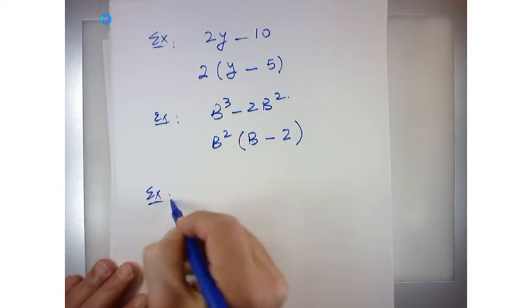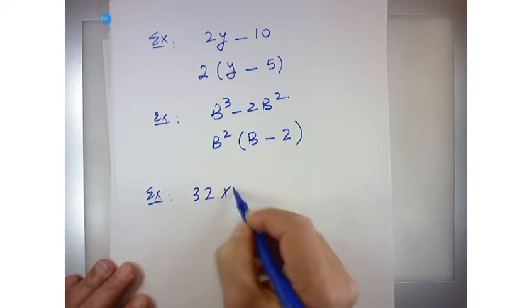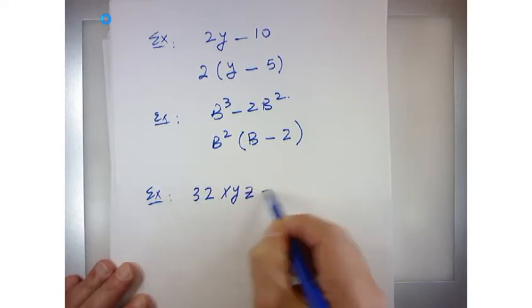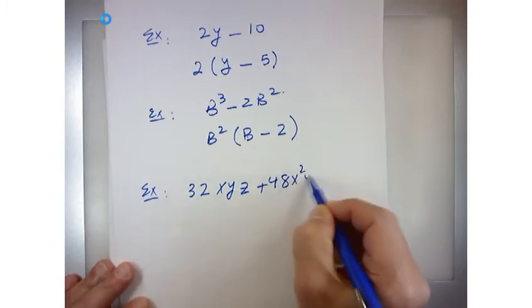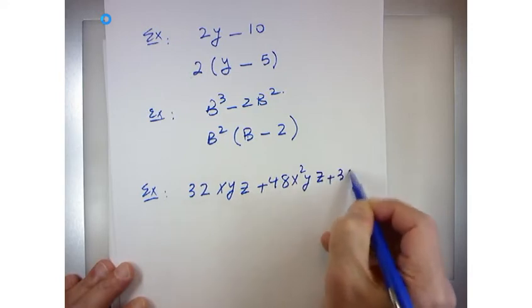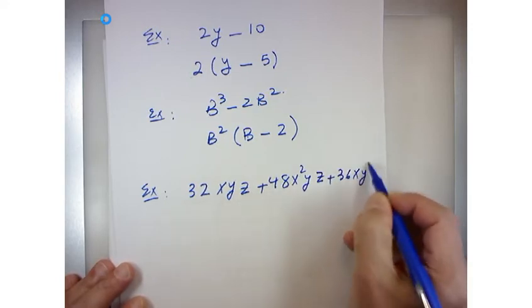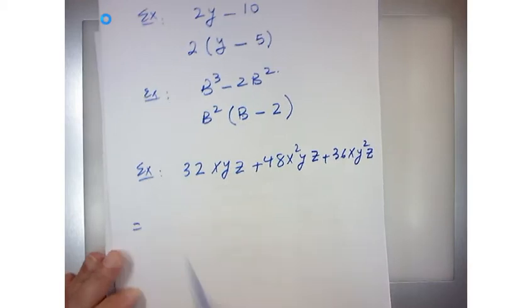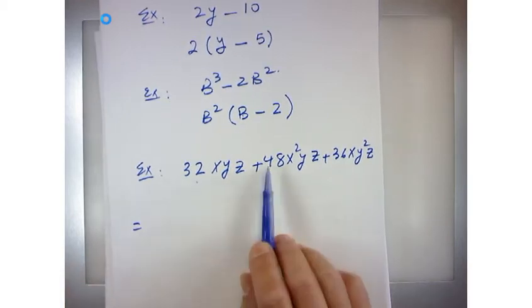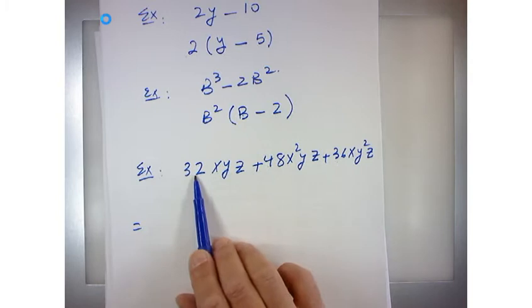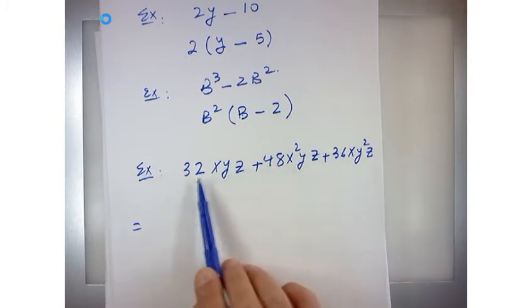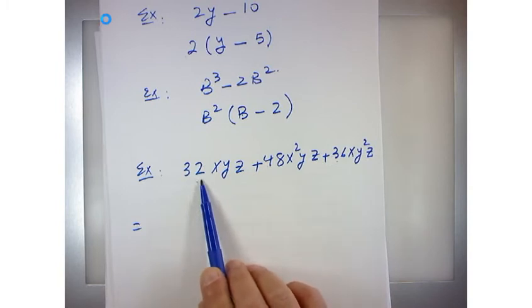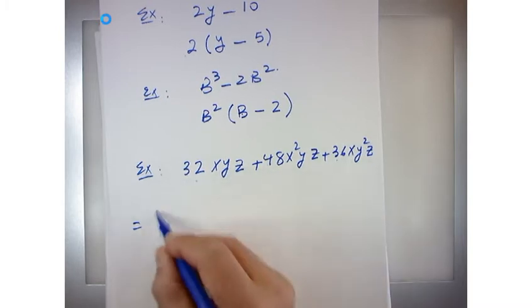Another example, again factor out the greatest common factor: 32xyz plus 48x squared yz plus 36x y squared z. So we first find the greatest common factor of 32, 48, and 36. 32 is the smallest. It doesn't divide 48 or 36, so it's got to be a factor. 16 doesn't work. 8 doesn't work. I think 4 is the largest one that divides all of them evenly.